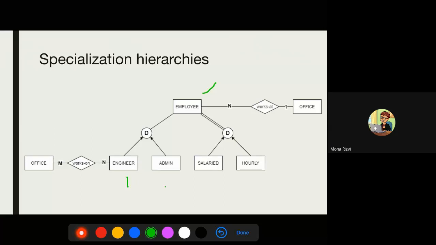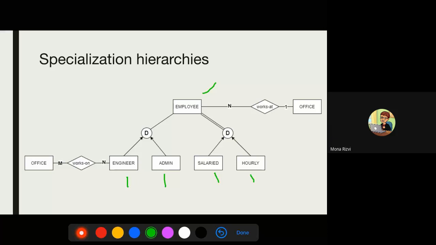Another way you might specialize employees is by how they get paid. There's quite a bit of difference between the way a salaried person gets paid and an hourly person gets paid, and different ways they get their benefits and different ways their contracts are written and different schedules that they get paid on. So it might be that you divide your employees into those subclasses.